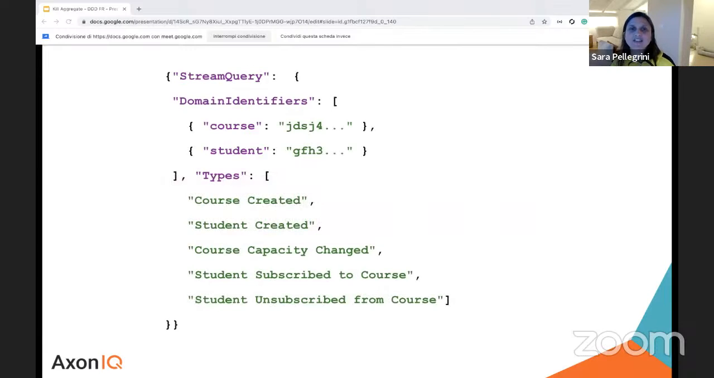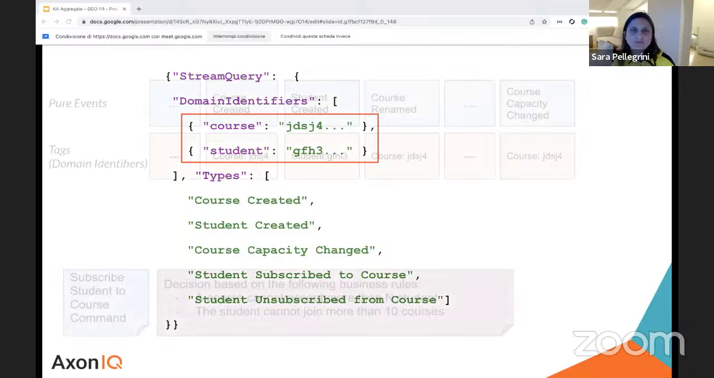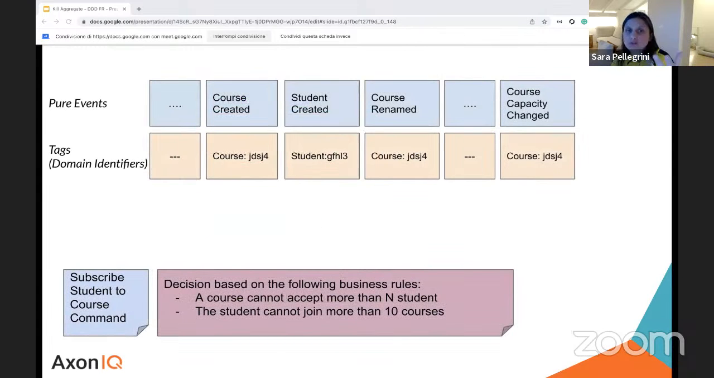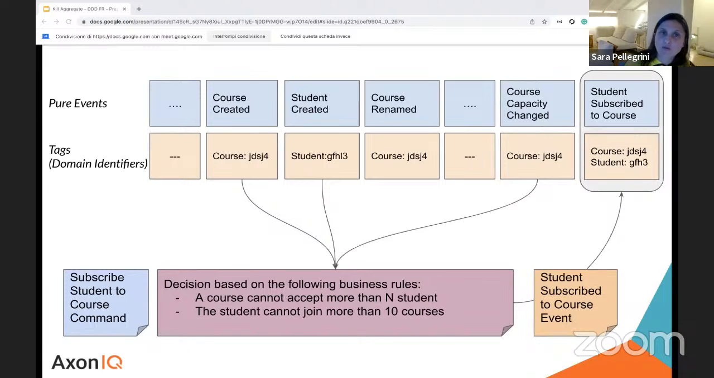And now it can take advantage of the flexibility of a query to retrieve both student and course data in a single stream. The command handler is able to reconstruct the model necessary to evaluate, in a single place, in a single moment, that the subscription does not violate the maximum number of students per course, nor the maximum number of courses per student. If both rules are validated, it will be possible then to publish a single event related, however, to both business elements, the course and the student.